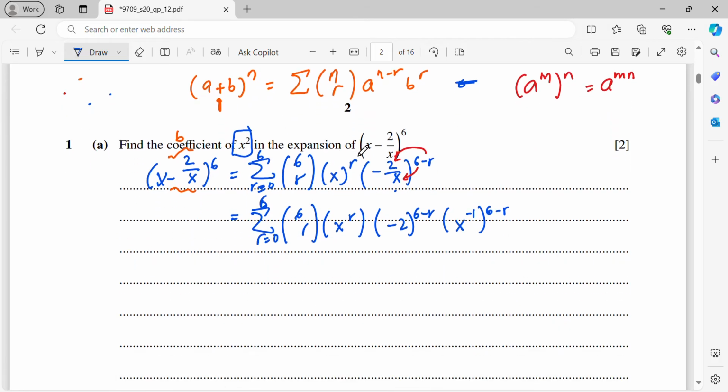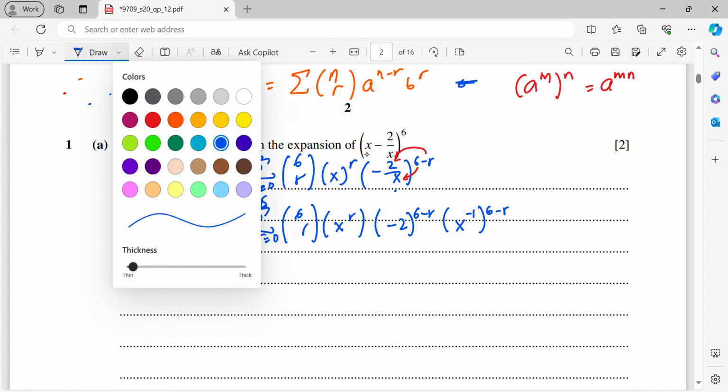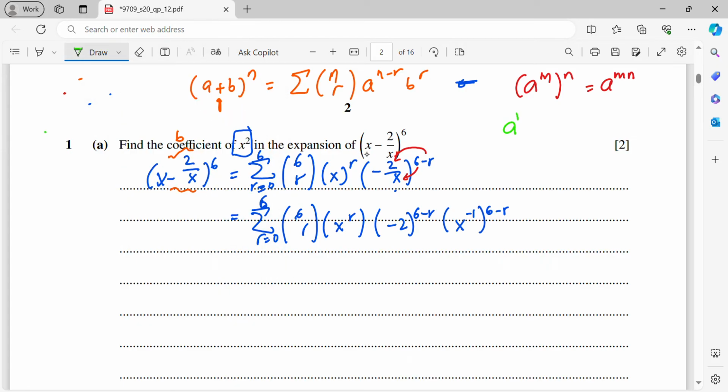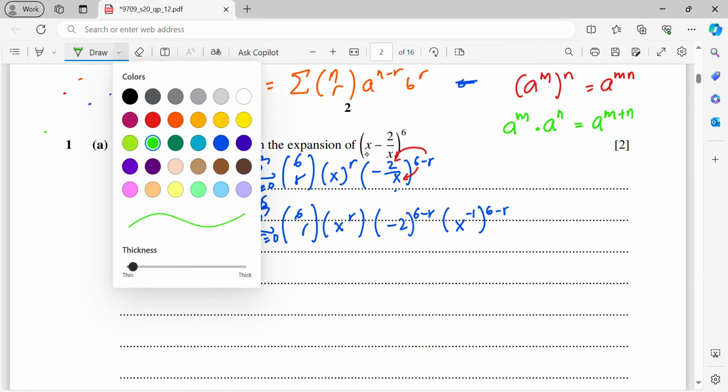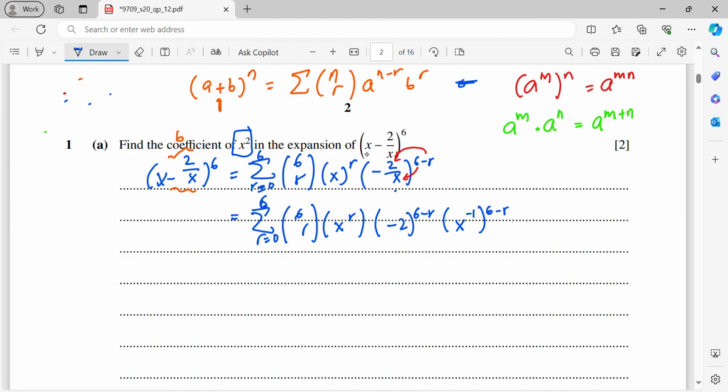So then from here I will group my x together, because we have another formula which is a to the degree m times a to the degree n. As long as it is the same base, you will get a to the degree m plus n. Okay, that means now I will just continue with one more step, that is 6Cr. Then these two x will be combined together. That means it will be x to the power of r plus, and then here you just multiply in. So I will get minus 6 plus r together with minus 2 to the power of 6 minus r.